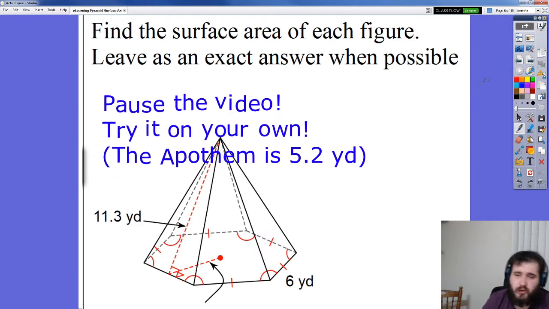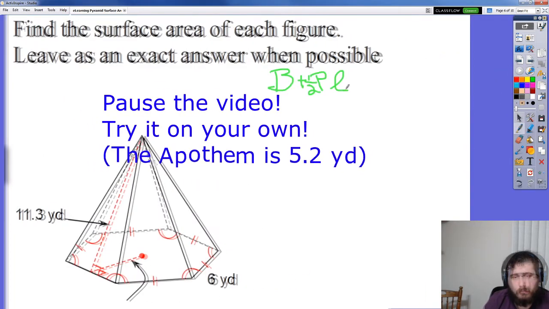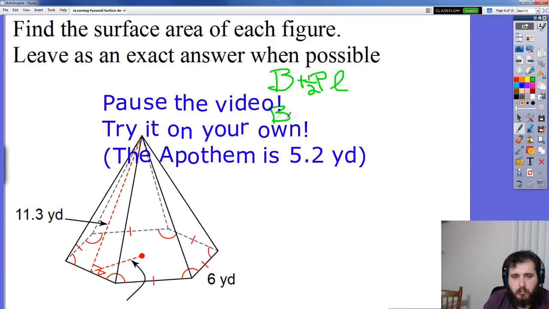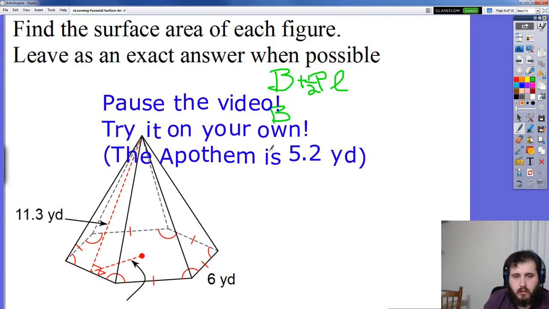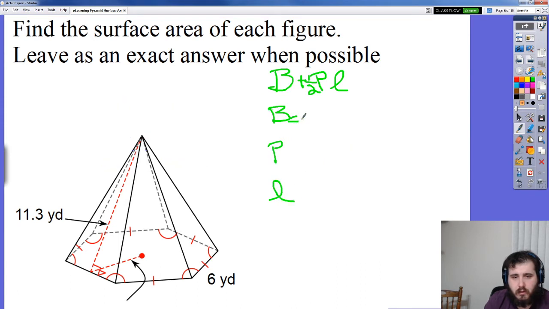All right, give this one a try on your own. Make sure you can do it. I always write the formula right at the top because I like to remember what's what: B, P, and L. Area of the base, it's a regular hexagon, so 1/2 AP.